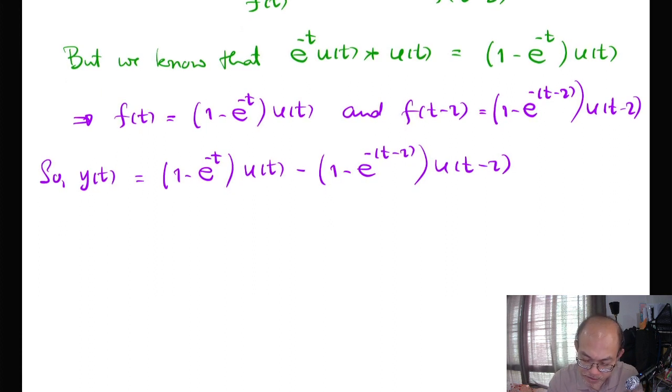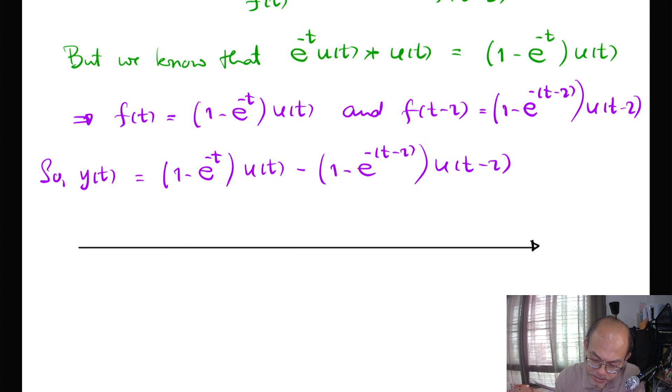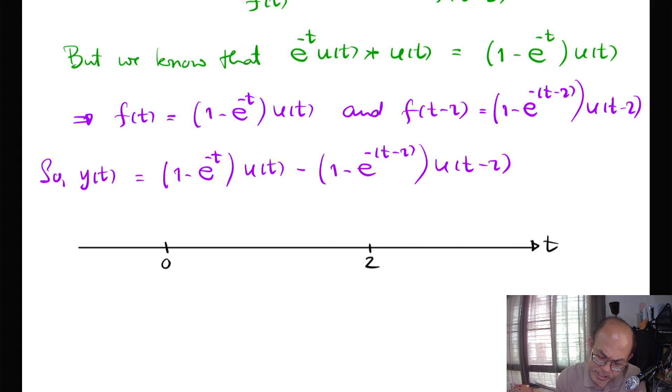simplify this just like we did in the last example, by drawing the time axis and indicating the points of interest, which are 0 and 2, taken from here. Now when t is less than 0, both of them would become 0, because of the unit step signal u. So we can say that 0 minus 0, and the result is 0.